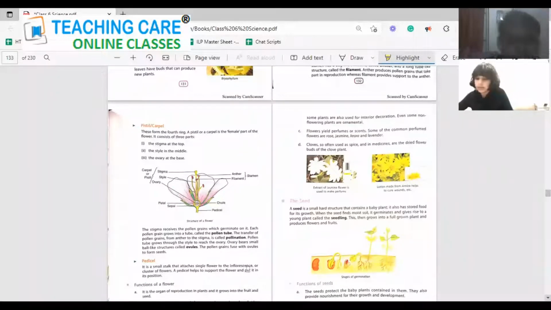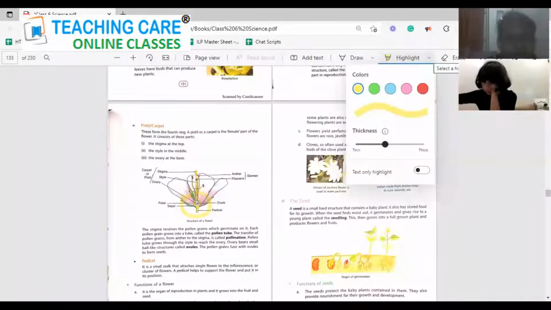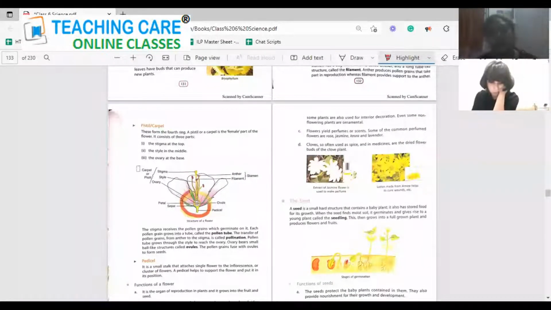Can you see this? Over here. One minute, I'll change the color. This, the style in the middle, the ovary at the base.